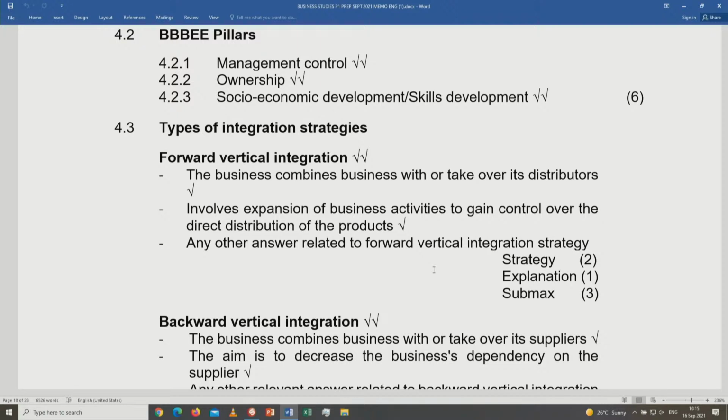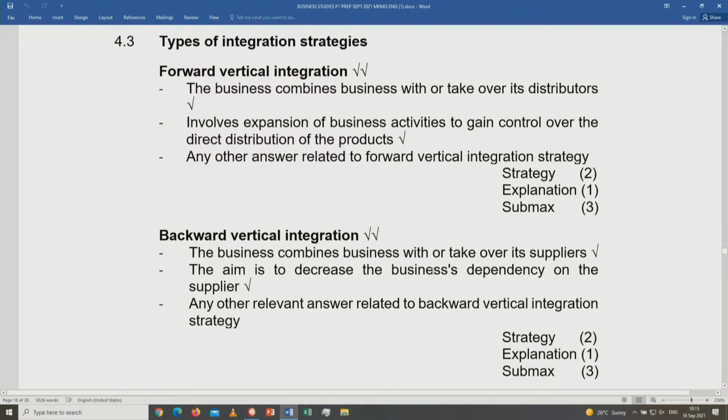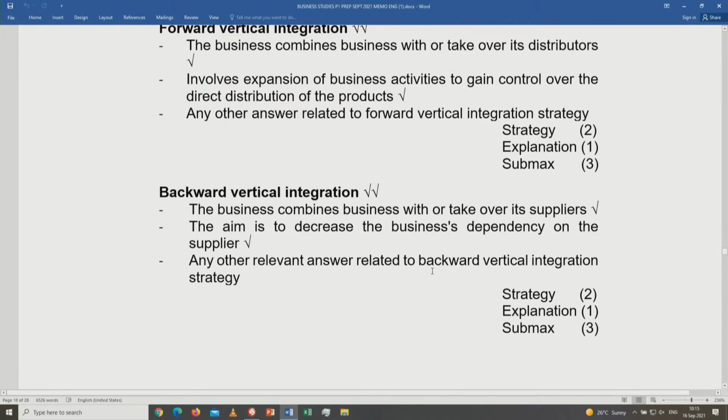It's a mark. So look at how this should be marked. The strategy is 2 marks. Explanation is 1 mark. Submax is 3. So you link this with the note that we said before. And then backward vertical integration. The business combines with or takes over its suppliers. It's 1 mark. The aim is to decrease the business dependency on the supplier. 1 mark. The strategy is 2 marks. Explanation is 1.